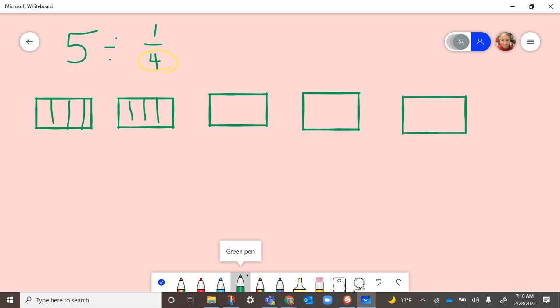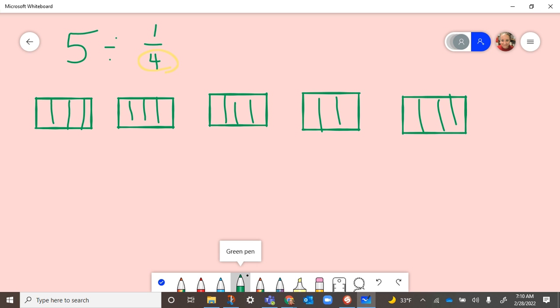1, 2, 3, 4, and so on for each whole. Oops. All right, sorry, I'm drawing with my finger. All right, so each of those is broken into 4 parts.